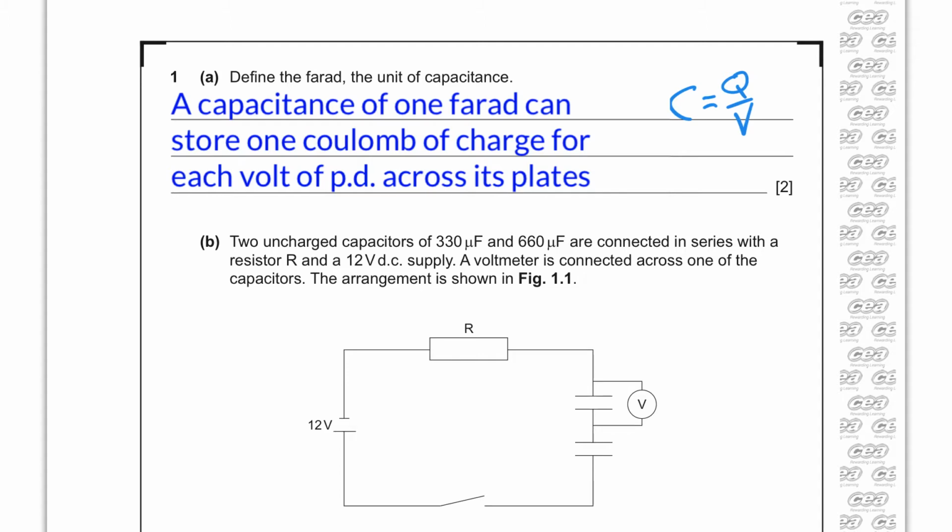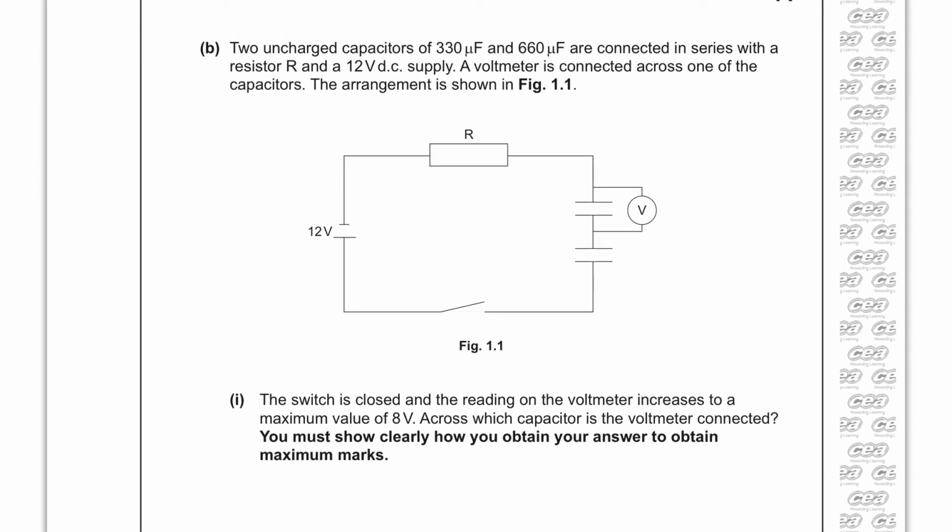Part B. Two uncharged capacitors of 330 microfarad and 660 microfarad are connected in series with a resistor R and a 12 volt DC supply. A voltmeter is connected across one of the capacitors. The arrangement is shown in figure 1.1. Part 1. The switch is closed and the reading on the voltmeter increases to a maximum value of 8 volts. Across which capacitor is the voltmeter connected? You must show clearly how you obtain your answer.